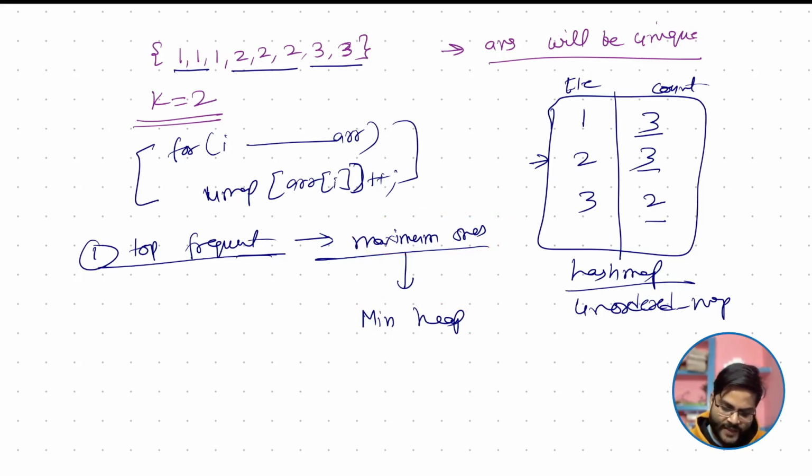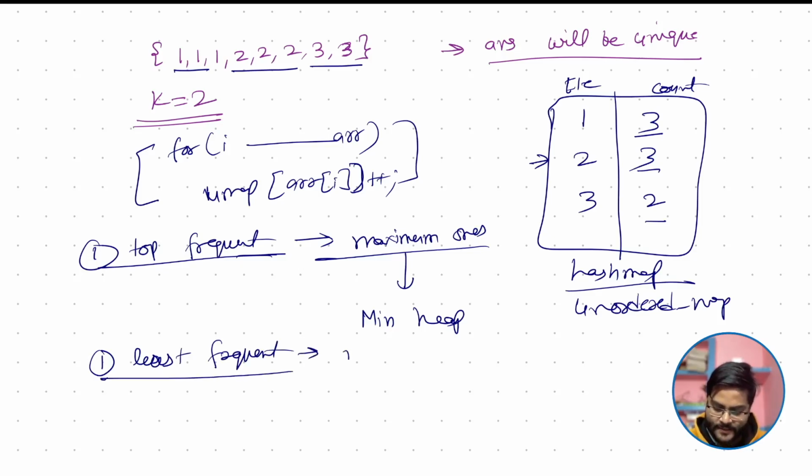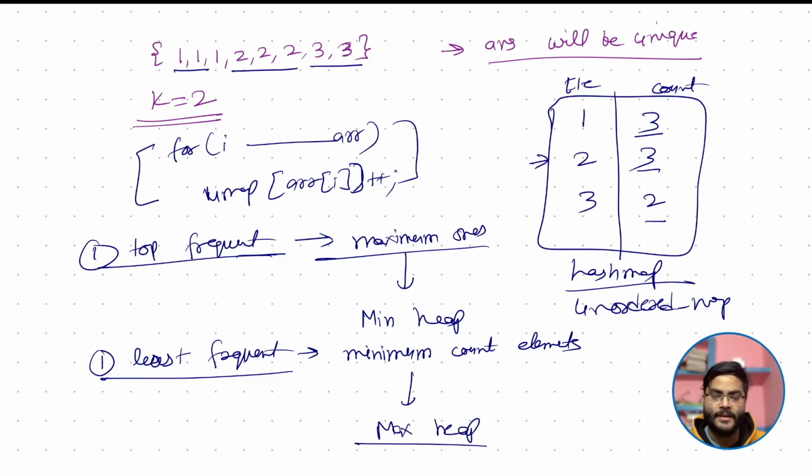Now what if the problem is least frequent? It can be the problem, right? If the problem is least frequent, that means we need the minimum count elements. In that case we can use a max heap for the optimal approach.